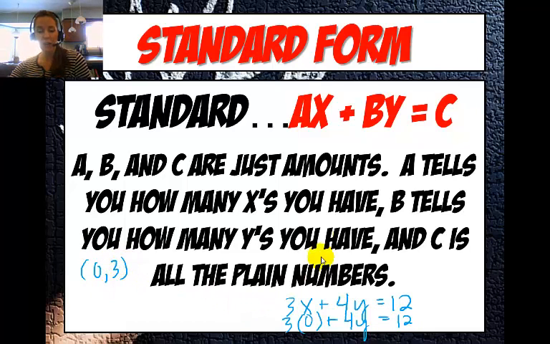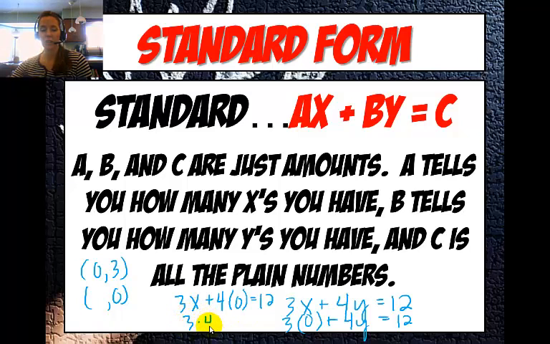Then you could find your other intercept. You could say, oh, okay, well, 3x plus 4 times 0 here. So when my y is 0, what's my x going to be? Well, 3 times 4 would give me 12. So x would have to be 4 because 4 times 0 would be adding 0 right there, okay? So you just found your intercepts where your line would cross on your x-axis and your y-axis. So that's standard form, and that can be pretty handy to have.